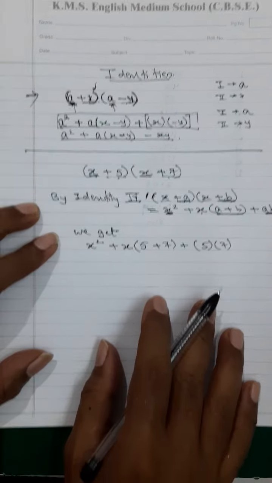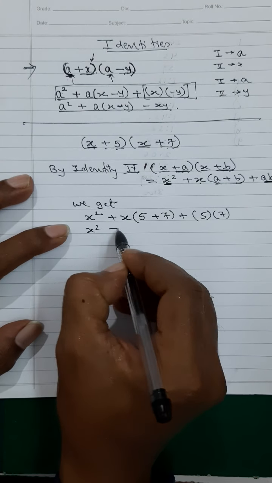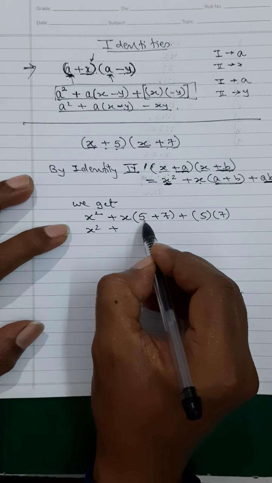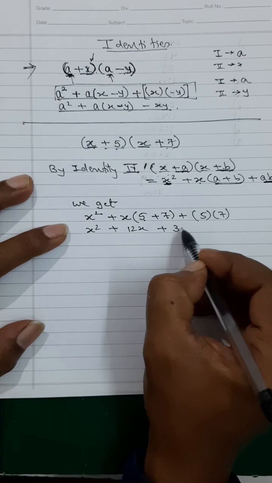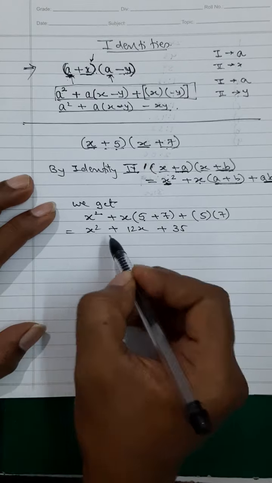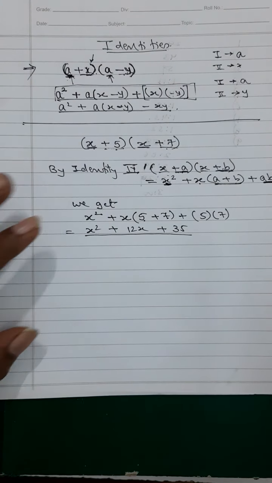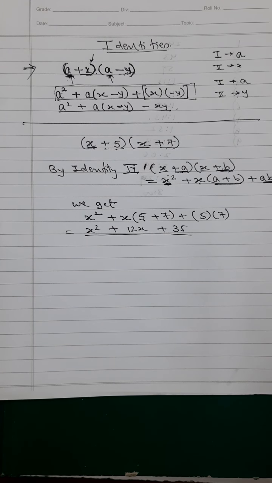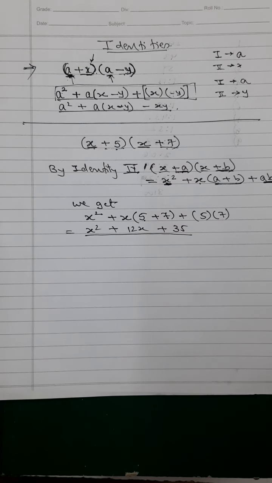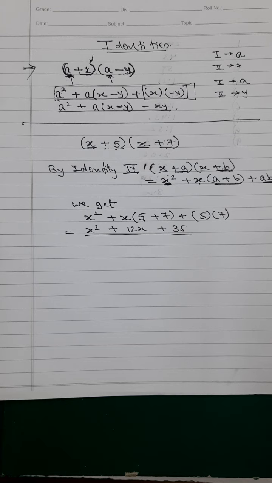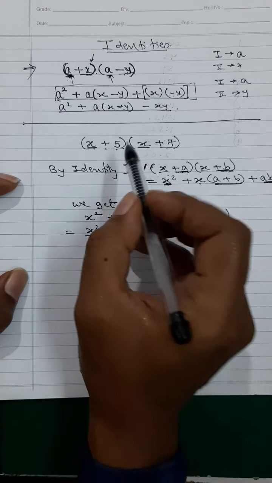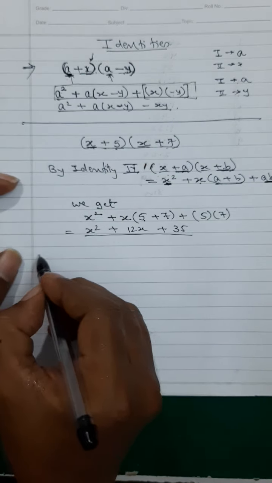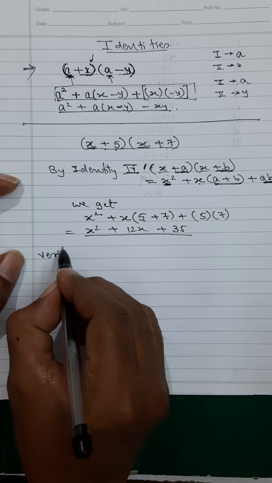So if you solve this, what will you get? 7 plus 5, 12x. 7 5s are 35. This is your answer. You have expanded it. Okay, my dear student, this is the way you will be solving this. And if you go further, see, now actually I am trying to show the verification of this for you all.